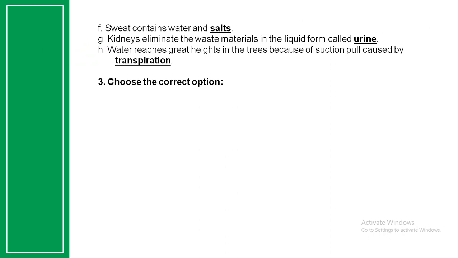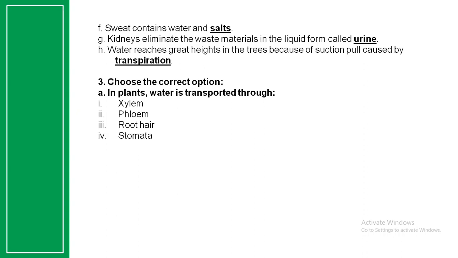Next one is choose the correct option. Here comes the first. In plants, water is transported through option number 1, xylem, option number 2, phloem, option number 3, root hair, and option number 4, stomata. So, two vascular tissues are present that we understood. Actually, so many others are there, but we understood two, that is xylem and phloem. Phloem's function is to transport the food.